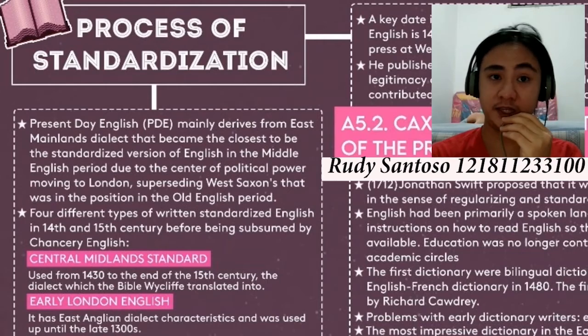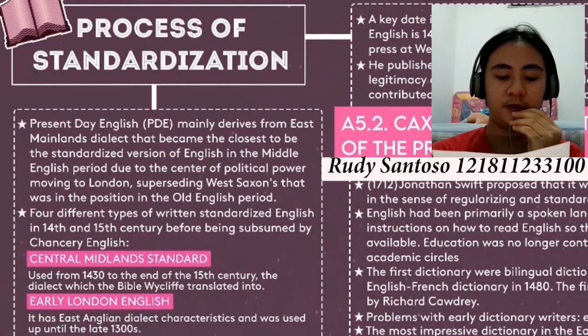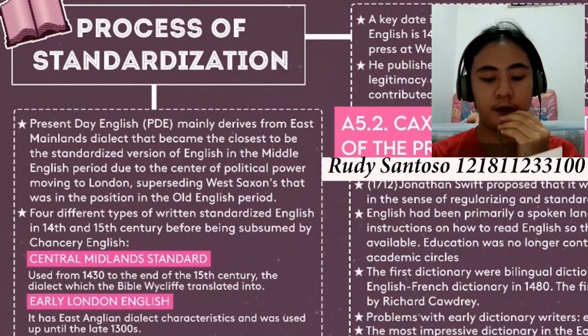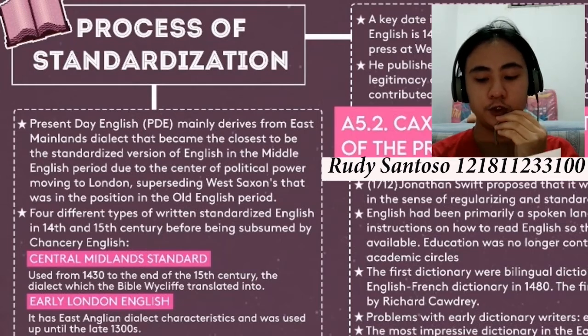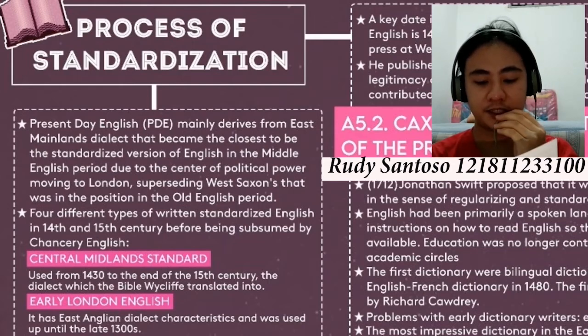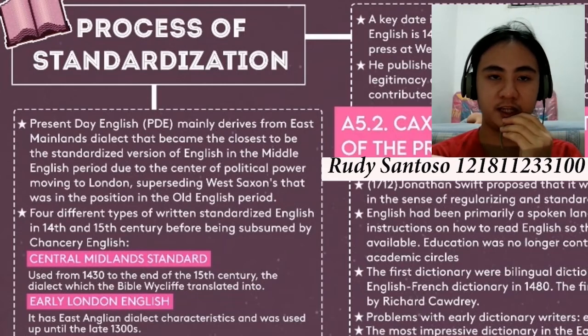Present-day English, or PDE, mainly derives from East Midlands dialect that became the closest to the standardized version of English in the Middle English period due to the center of political power moving to London, superseding West Saxon that was in the position in the Old English period.